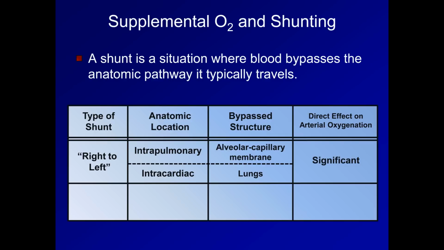In contrast to this, left-to-right shunts, such as a ventricular septal defect, can only occur in the heart, where the bypass structure is the entire systemic circulation. Because there is no deoxygenated blood being introduced into the systemic circulation, there is minimal effect on arterial oxygenation. The effect is not necessarily zero, however.